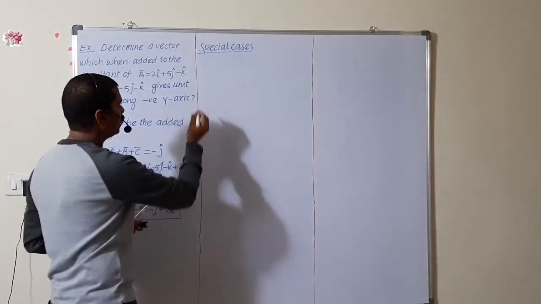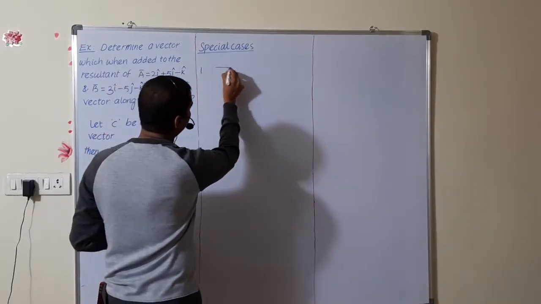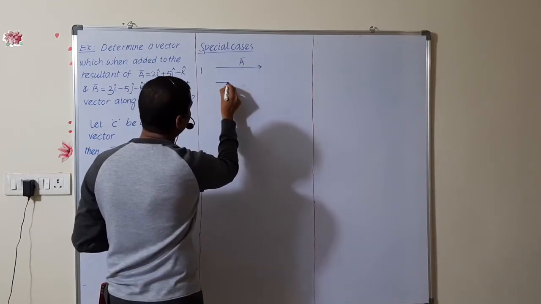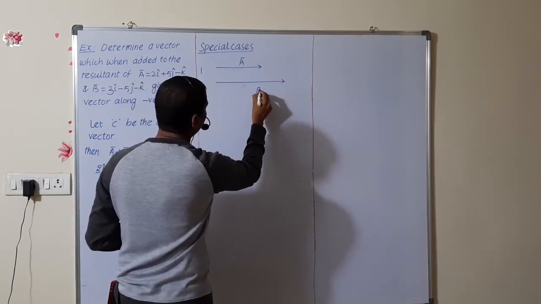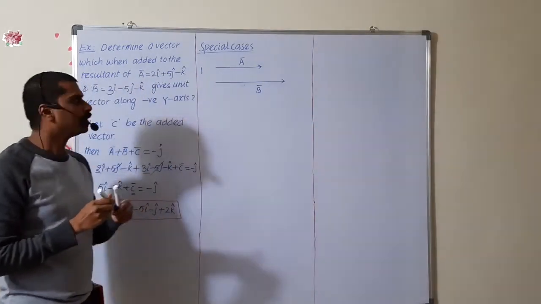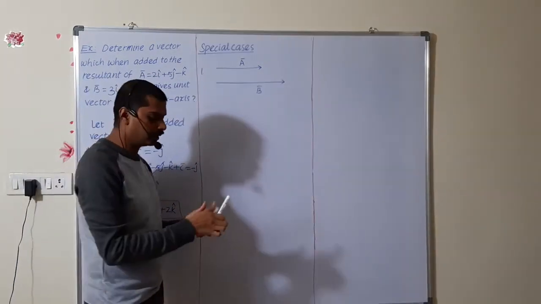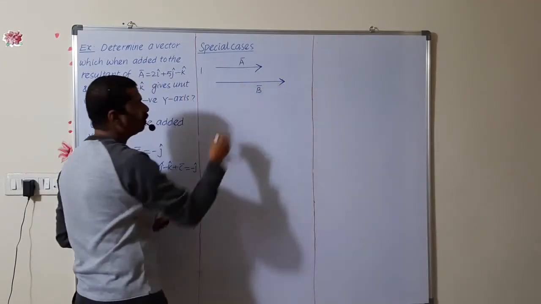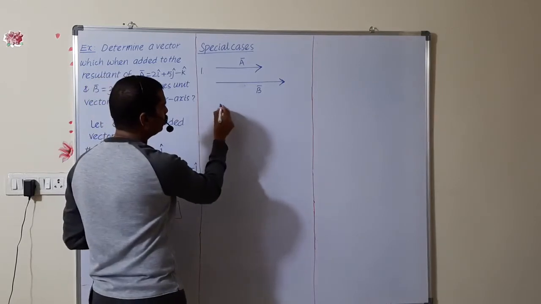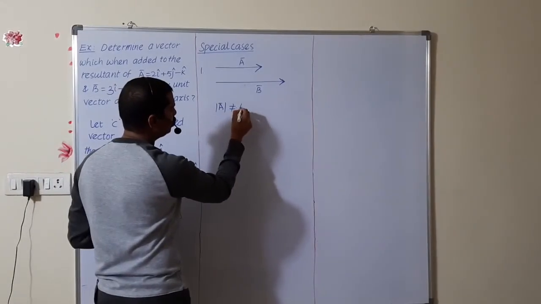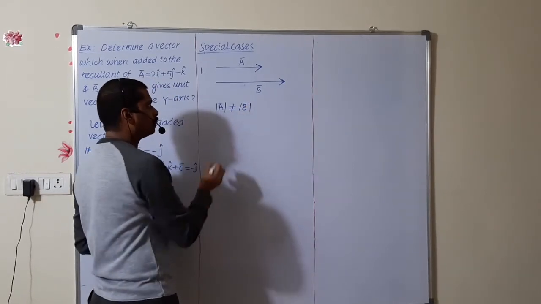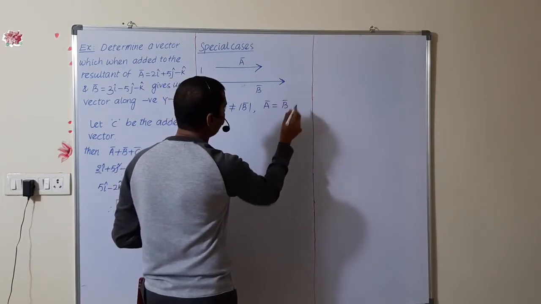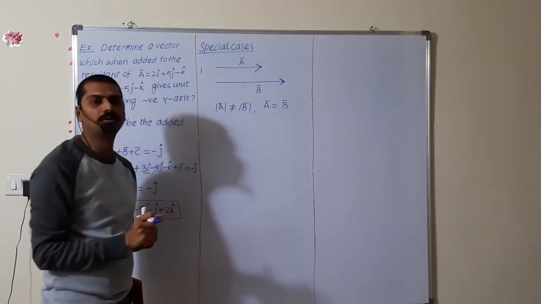Special cases. The first case I am taking: this is one vector, represented by A, and another vector is B. If you see the diagram, you understand one thing. Which type of vectors are these? Two vectors. By saying this, what can we write? The magnitude of vector A is not equal to the magnitude of vector B, but I want to write that vector A is equal to vector B.